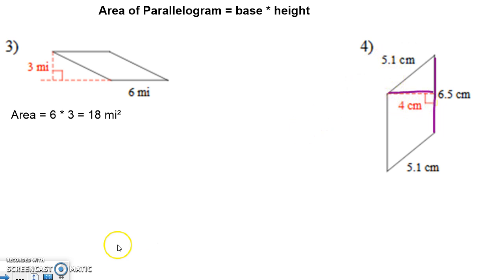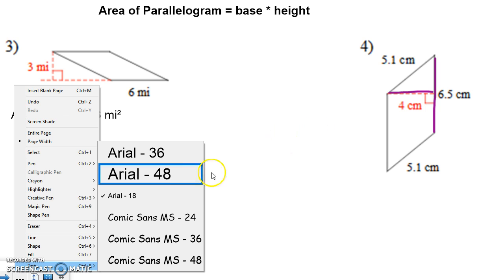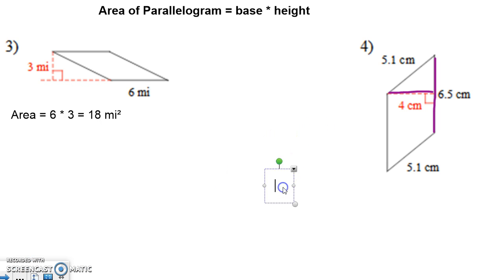We're not even going to use the 5.1. That's just extra information. It's how long that side is, but we don't need it to figure out the area. To find the area of this parallelogram, I would do its base, which is 6.5 centimeters, times its height, which is 4. So 6.5 times 4 is 26, and then we have centimeters squared. That is the area of number 4.